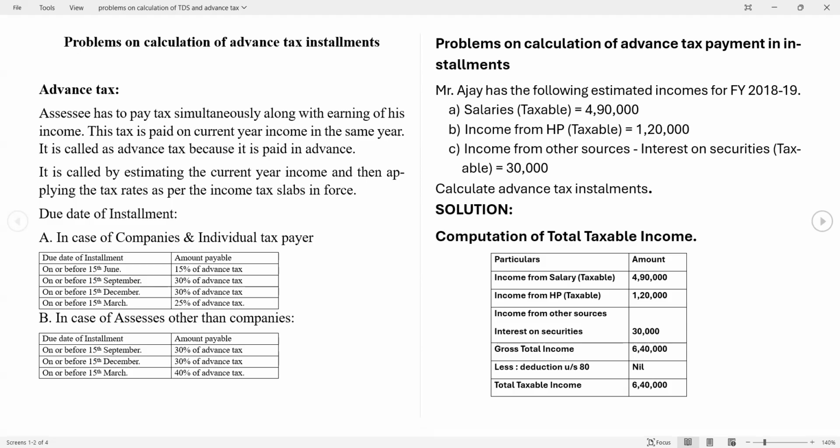Okay, now let us work out one problem based on calculation of advance tax payments, installments. So, Mr. Vijay has the following estimated incomes for the financial year 2018-19. Salaries we have 4,90,000, followed by income from house property 120, and income from other sources is also given, 30,000. With the help of the above information, we need to calculate advance tax installments. Salaries, income from house property and income from other sources are given. These three we have to add.